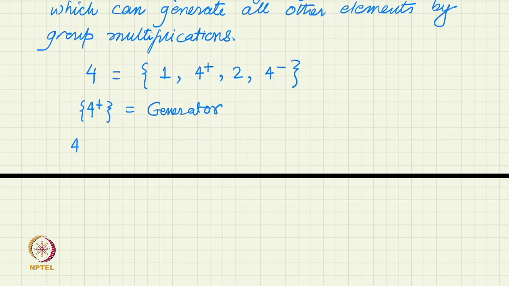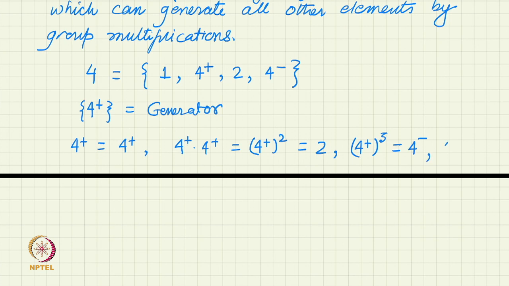How? Since my generator is only 4 plus, I can combine 4 plus with itself. So, 4 plus into 4 plus, 4 plus squared, is 2, a 180 degree rotation. 4 plus cubed is 4 minus, and 4 plus to the fourth is a 360 degree rotation, which is identity. So, all the operations of the group can be generated by only one element, and that element is a generator.